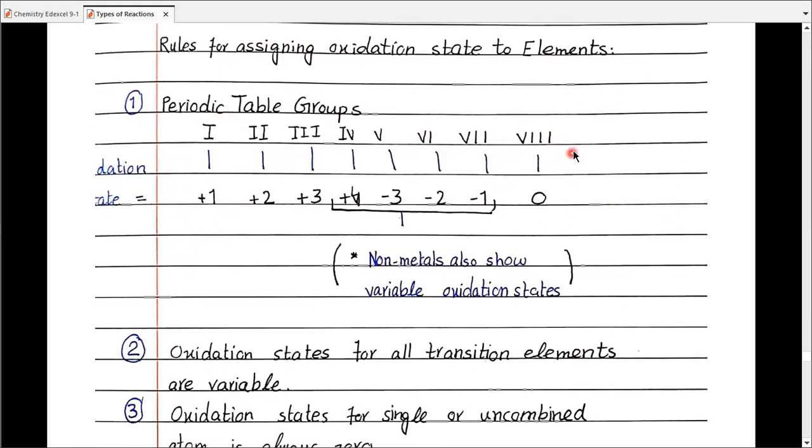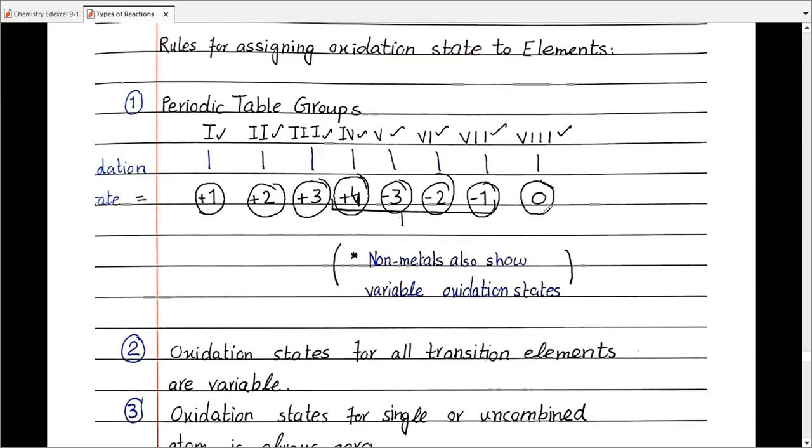For our own ease, we usually tend to put plus one on group one elements, plus 2 on group 2 elements, plus 3 on group 3 elements, usually plus 4 on group 4, minus 3 on group 5, minus 2 on group 6, minus 1 on group 7. We write 0 on top of group 8 because these are noble gases. They have full shells. They really don't need to lose or gain or share electrons, right?